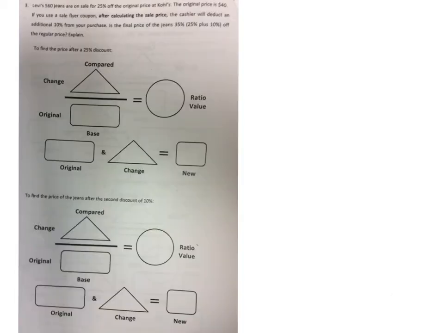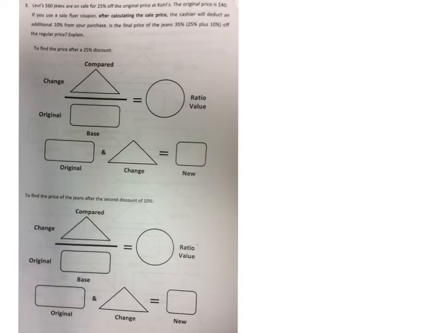Okay. It says Levi's 560 jeans are on sale for 25% off the original price at Kohl's. The original price is $40. If you use a sale flyer coupon, after calculating the sale price, the cashier will deduct an additional 10% off from your purchase. Is the final price of the jeans 35%, which is 25 plus 10% off, the regular price? Explain. So they're saying you're going to get 25% off, and then you're going to get an additional 10. Is that the same as just saying that's the same as 35% off? So we'll figure that out.